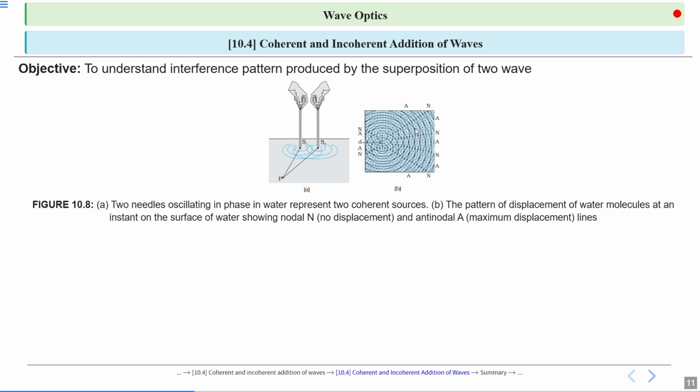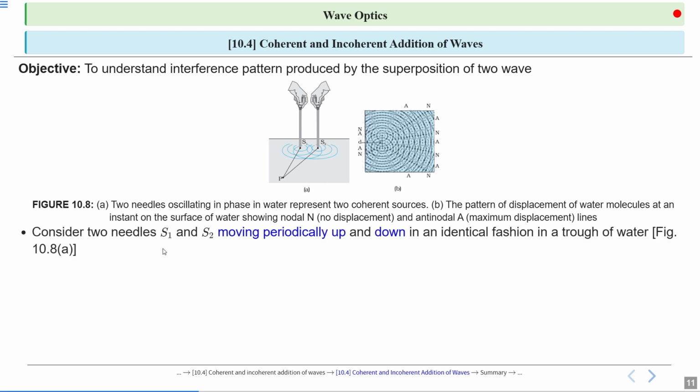Here you can see two waves are combining, so constructive interference is going on. These are the points of antinodes, maximum displacement. And at these points, two waves are not superimposing perfectly, so this is destructive interference. Nodes are forming at these points, with no displacement.